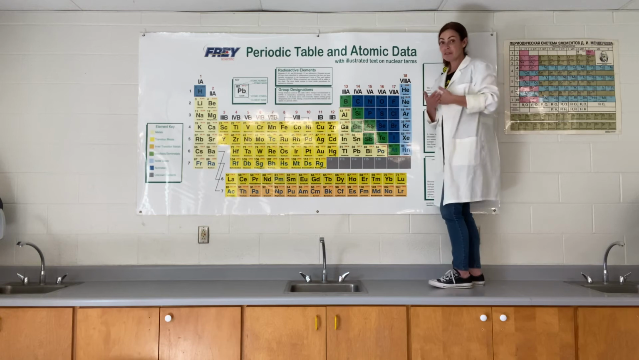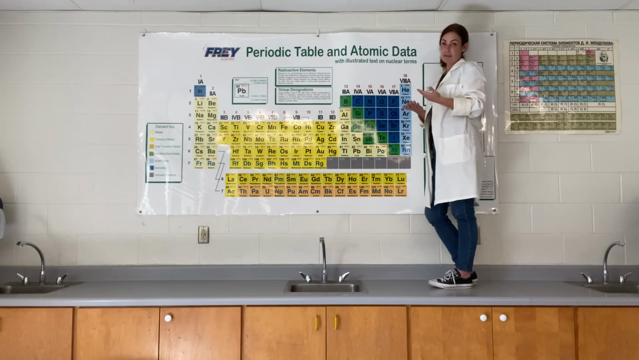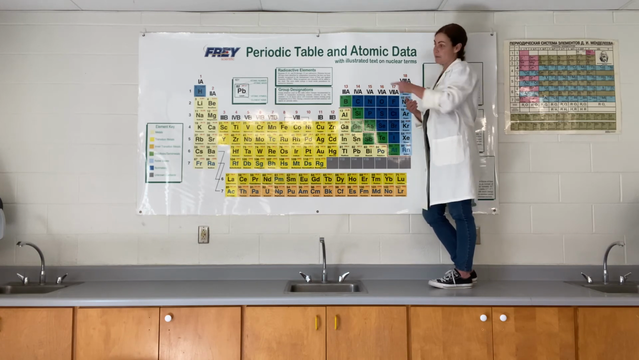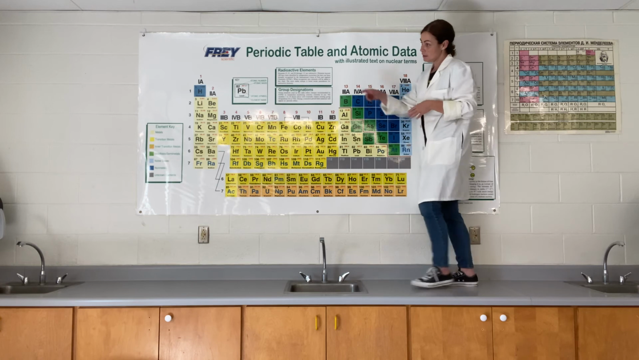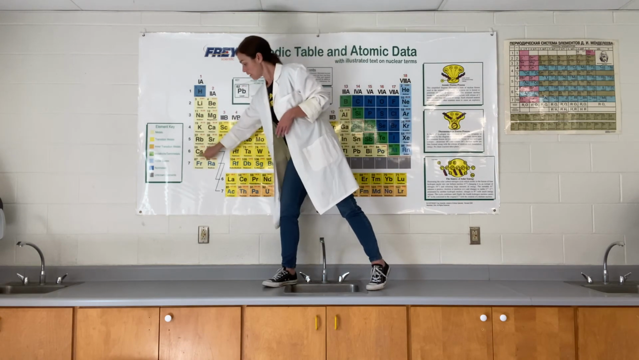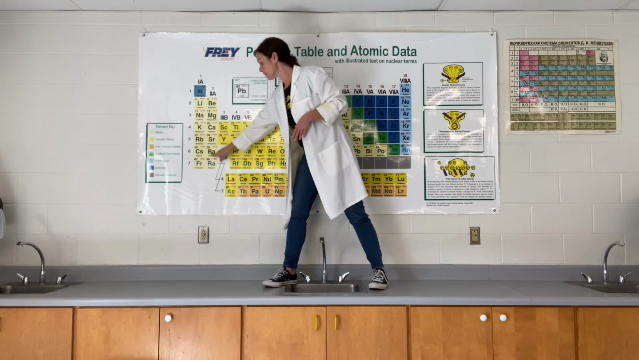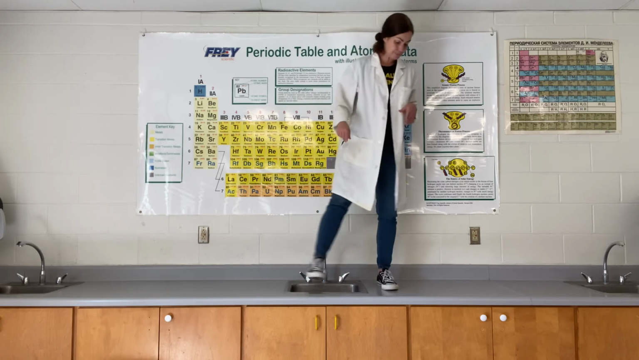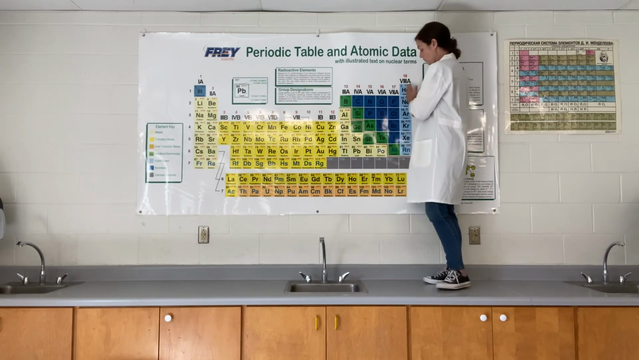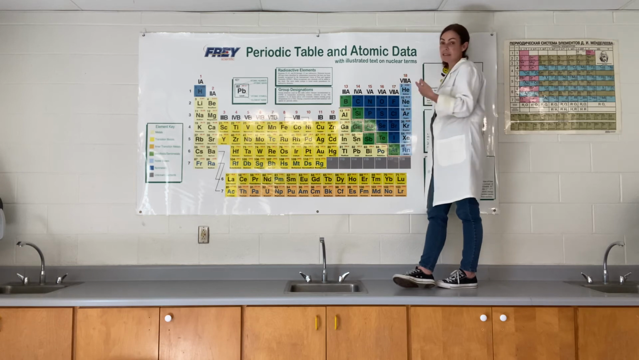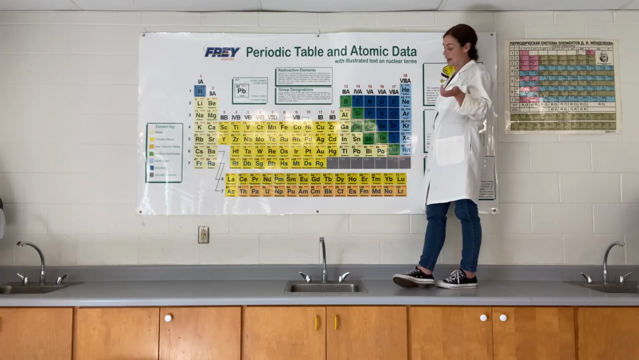We also have columns or families. They're called groups or families, or sometimes they're given specific names. There are 18 of them. Group number 1 is everything in this column. Group number 2 is everything in this column. Everything in this column is group number 3, all the way to group number 18. They're also called families, like group number 18 has a specific name. We call that the noble gas family.